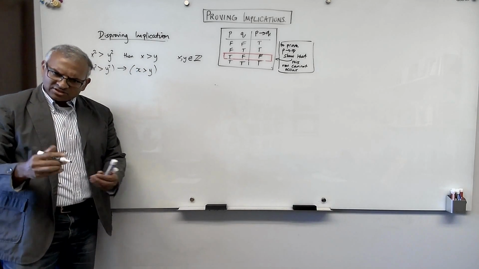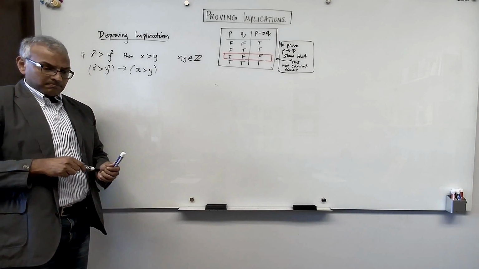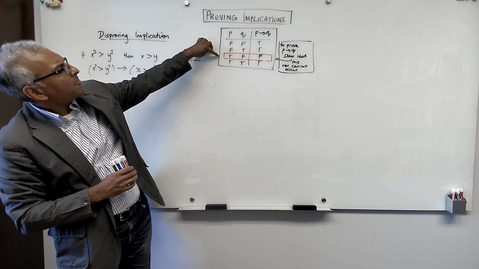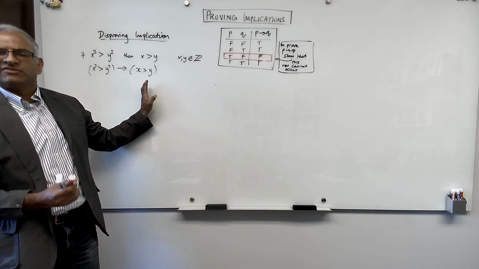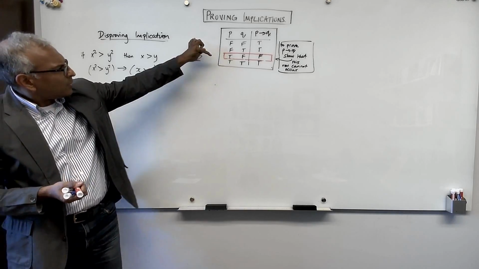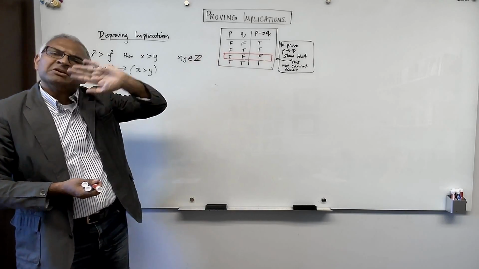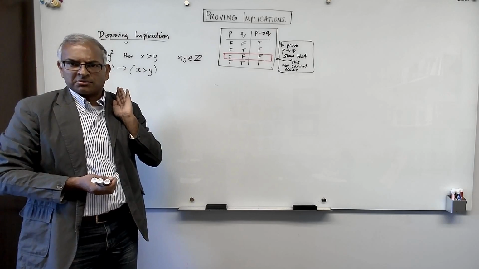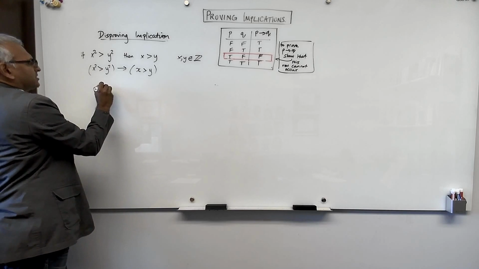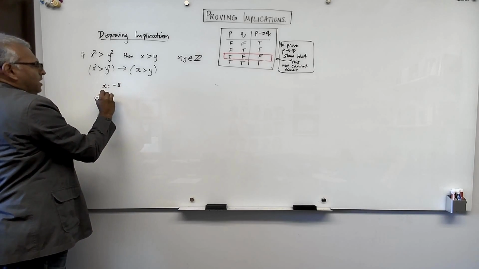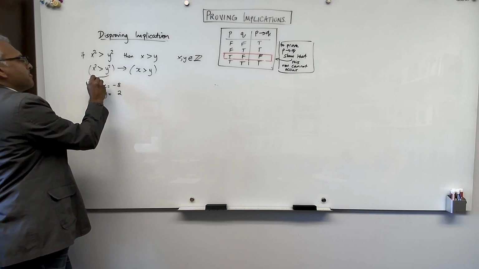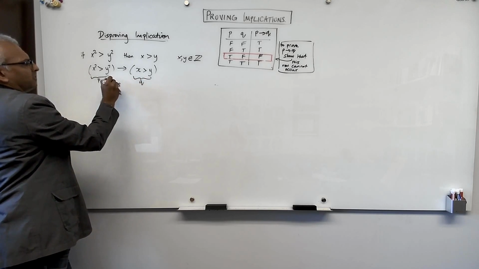So I claim that this is not a true implication. For it to be a true implication, it must be the case that this row can never happen no matter how you choose x and y. If you find a single world, a single situation where this row occurs, the implication is not true in general. So let's see. Consider x equals minus 8, y equals 2. So this is P, this is Q, and we have P implies Q.